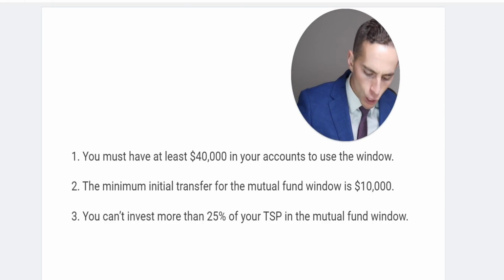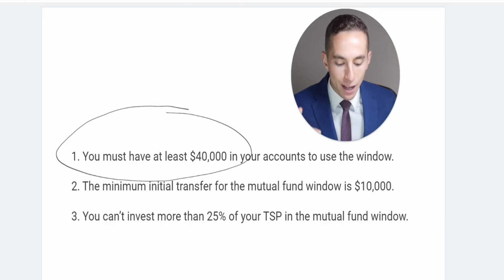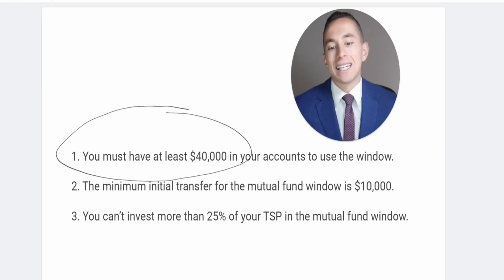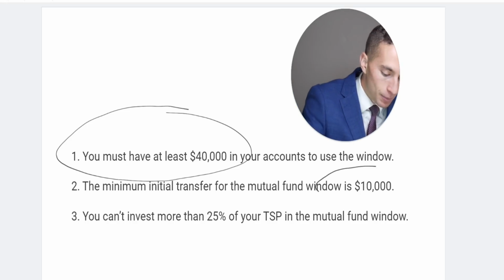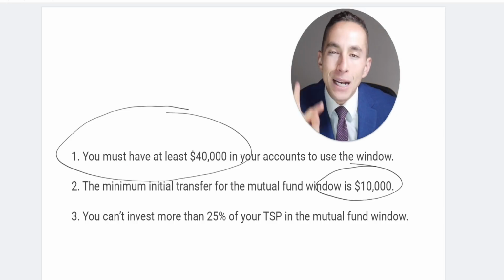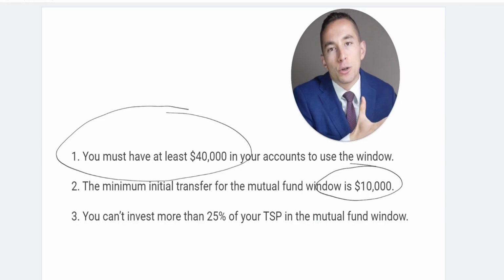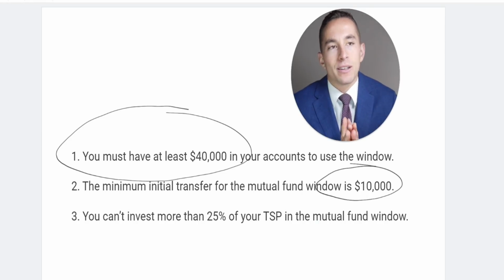Number one, you must have at least $40,000 in your TSP account to use the mutual fund window. So if you only have 30 grand, you're a new employee, whatever, you can't use it. You've got to wait till you have at least 40 grand, at which point the minimum transfer that you have to put into a mutual fund window is $10,000. So that's a minimum to get started.